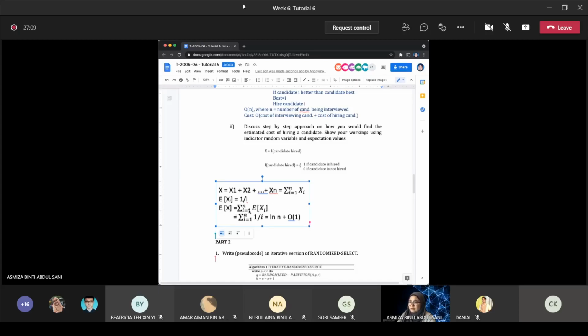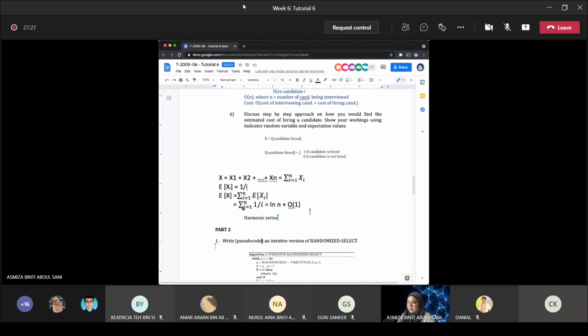Therefore, the expected cost for this strategy would be the sum of the expected cost for hiring each candidate. So therefore we get 1 over i, the sum of 1 over i up until n. This is a harmonic series. From the harmonic series, the cost would be ln n plus order of 1. Okay, all right.